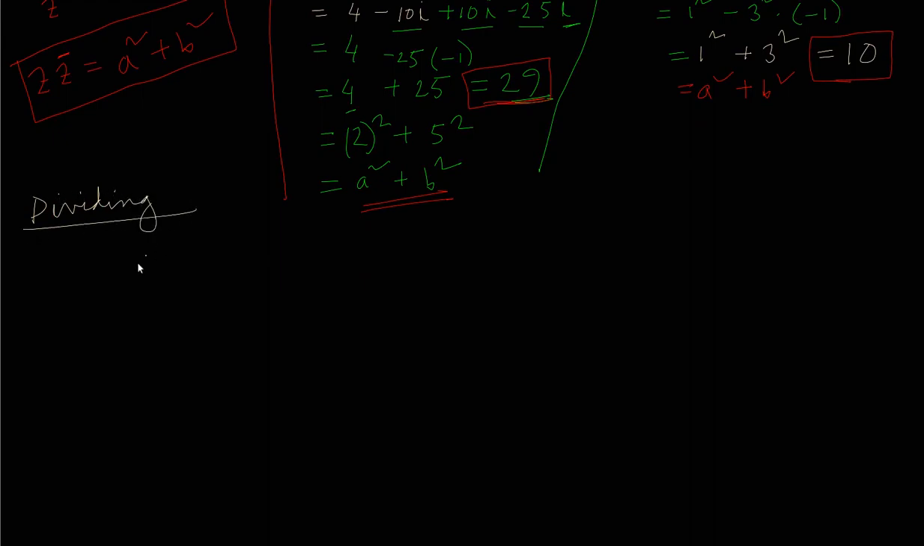So, dividing two complex numbers. Let us start with a simple one. We need to divide this complex number, 3 plus 5i over 1 minus 3i. We are going to divide these two complex numbers.